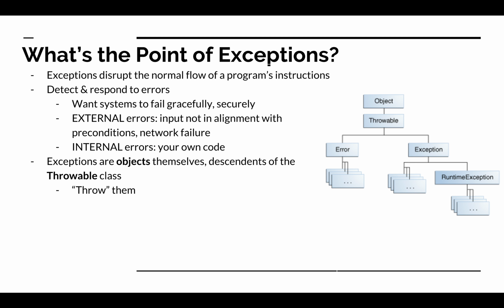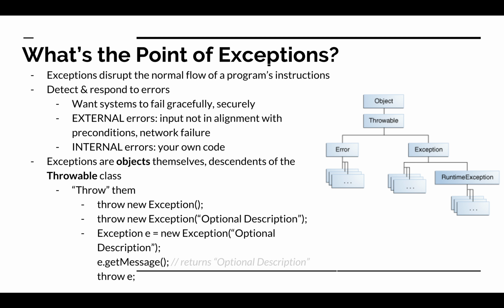So we throw exceptions. It's a keyword you haven't seen before, specific for them. So for example, you can throw new exception. You can throw new exception with an optional description. So there are two different constructors here. You could also create a new exception object and then throw it afterwards. And then if you call the instance method getMessage on an instance of an exception object, then it would return the description you put in if you use that constructor.